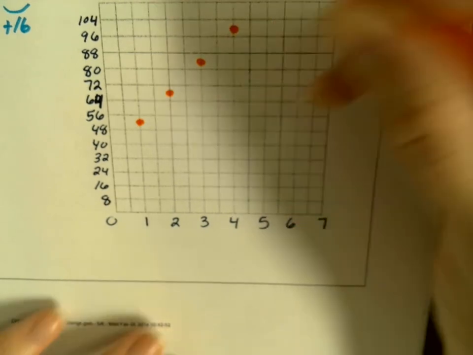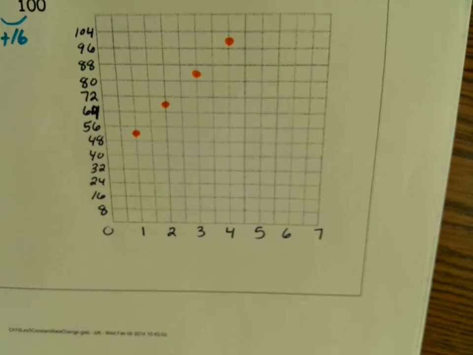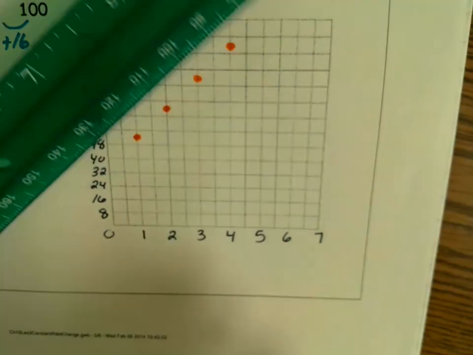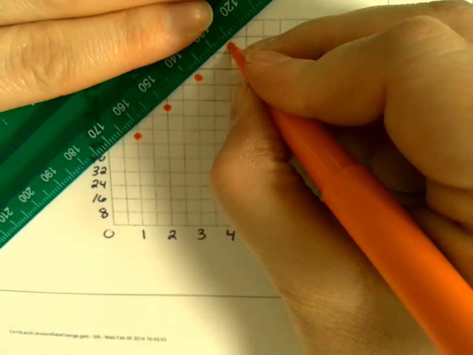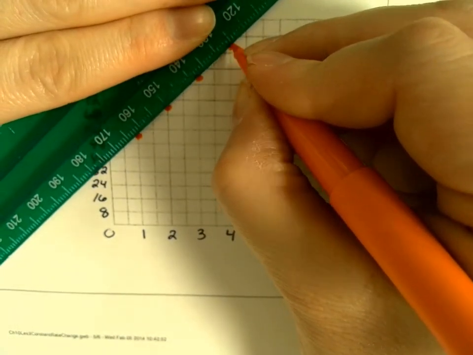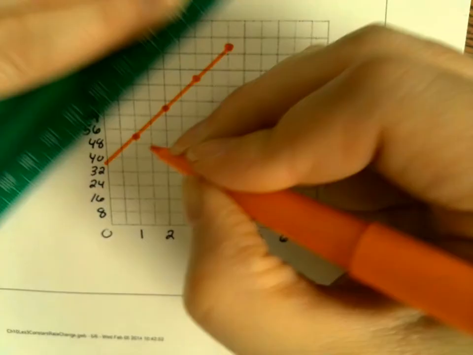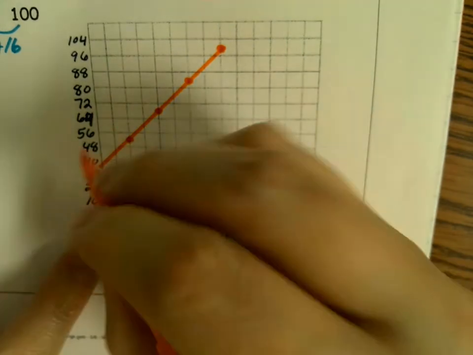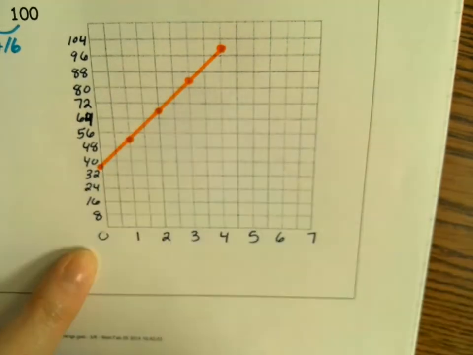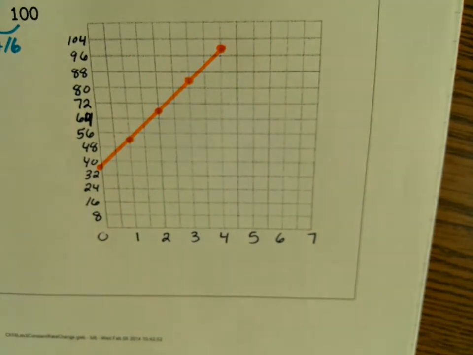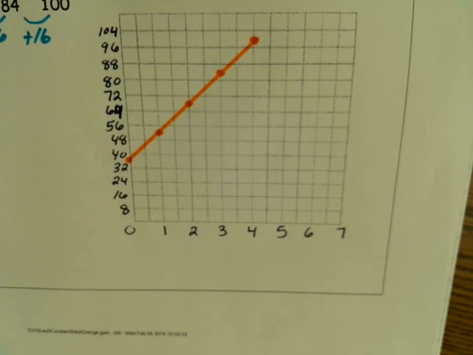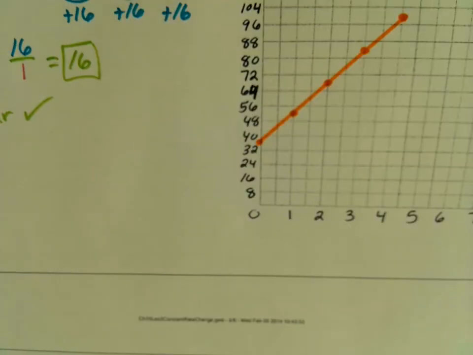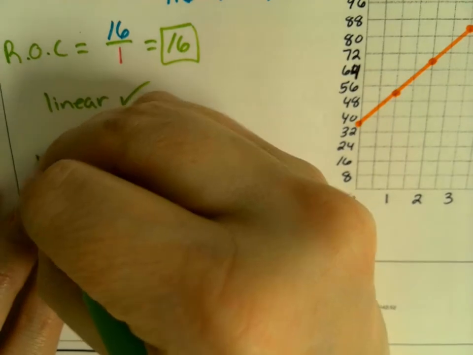So now when I graph those and connect them to show the linear relationship, is that going to pass through the origin? Yes or no? No. It does not pass through the origin. In fact, when x is at 0, it's going to be roughly around 36 points. So even though it is linear, it is not proportional. It's linear, but it's not proportional.